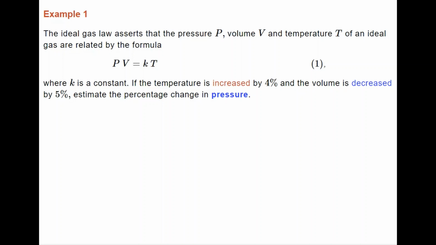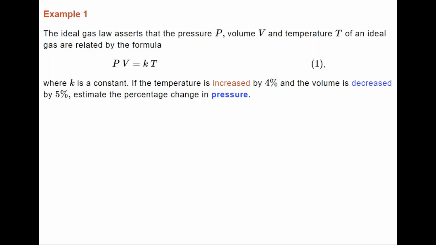Now we note that the temperature is actually increasing by 4% and the volume is decreasing by 5%. So the change is not the same. It is different. The change in temperature is positive while the change in volume is negative. And we want the resulting change in the pressure, and not only the resulting change, we want the percentage change in pressure, because the change in temperature and volume is given in percentage.